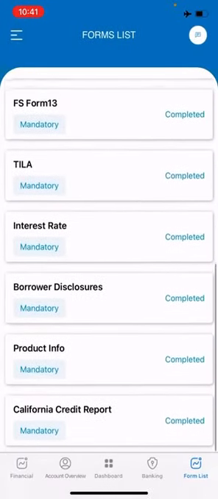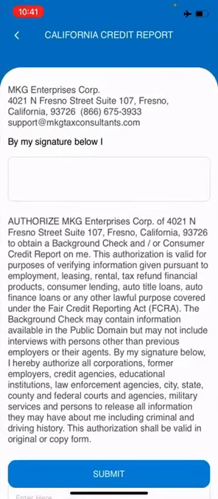The last one will be the California credit report. This gives us authorization to pull your credit and to verify information about you, which would be your employment verification. This authorization is valid for the purpose of verifying information given pursuant to employment, leasing, rental, and tax refund, financial products, consumer lending, auto title loans, auto finance loans, or other lawful purposes covered under the Fair Credit Reporting Act. And you would also be able to get a copy of your credit report and any adverse actions that might be made with you applying for a tax refund financial product.